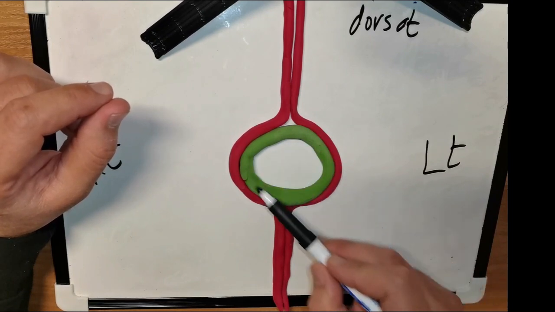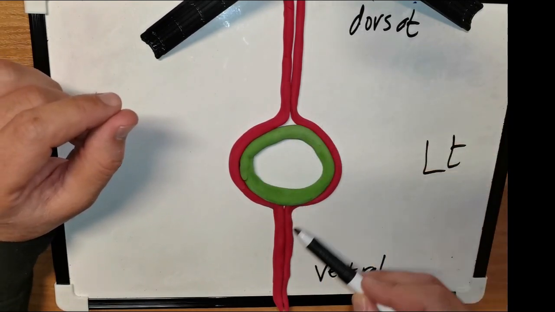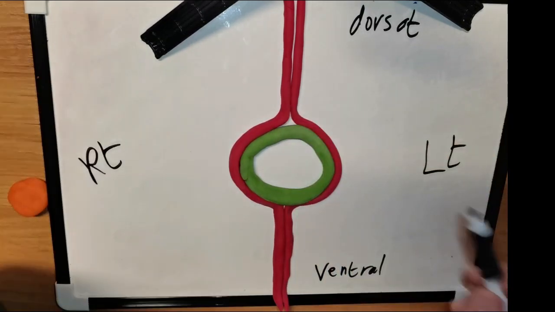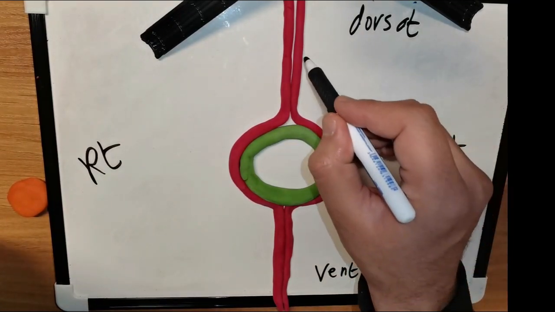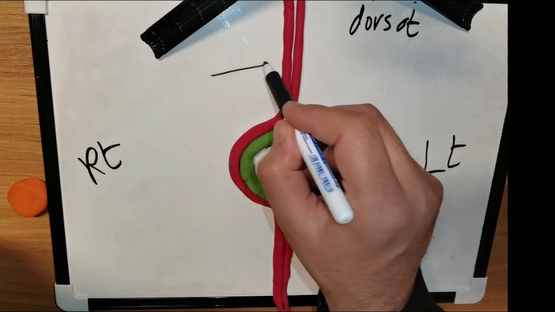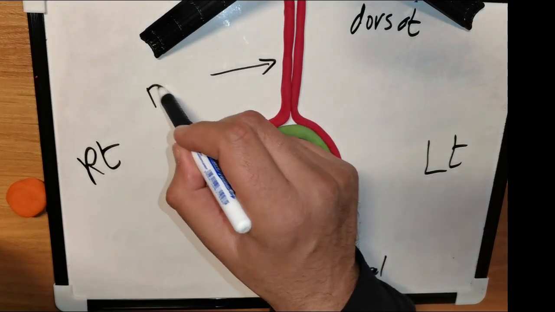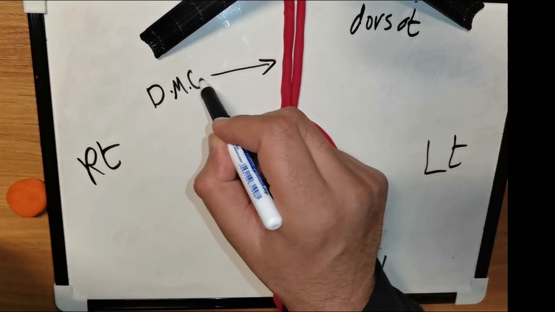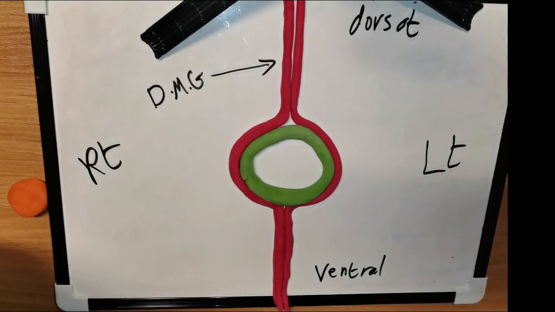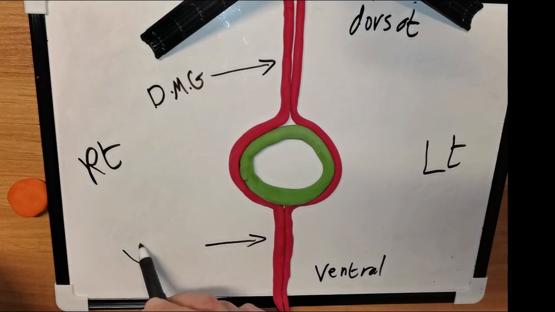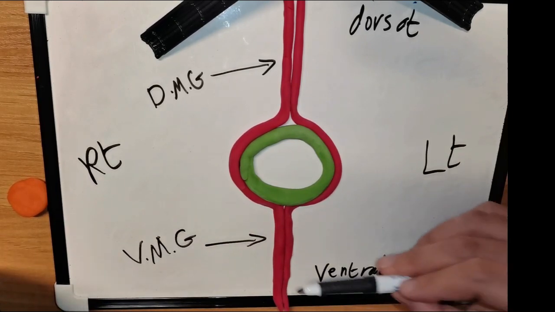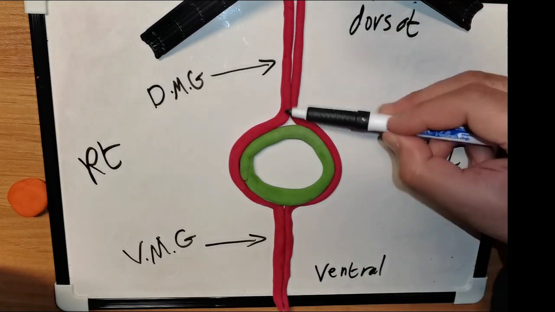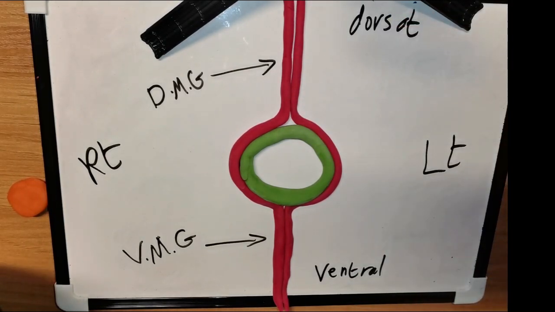So this is our stomach in cross section. These are the mesenteries of our stomach, which are the dorsal mesogastrium. This is the dorsal mesogastrium. And this is the ventral mesogastrium. So the ventral mesogastrium and the dorsal mesogastrium.